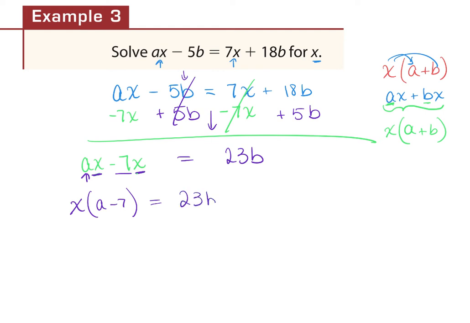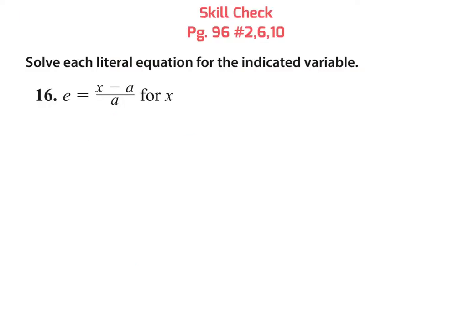Equals 23b. Now, what's happening between the x and that group? What's happening over here between the x and the group? It's multiplication, right? How do I get rid of multiplication? Division. You can divide by that entire group. All right, on the left-hand side, it's going to cancel, and you will now have your x completely by itself. On the right-hand side, you will have something like this. So distribution works both ways, and that's a way to get the x completely by itself.